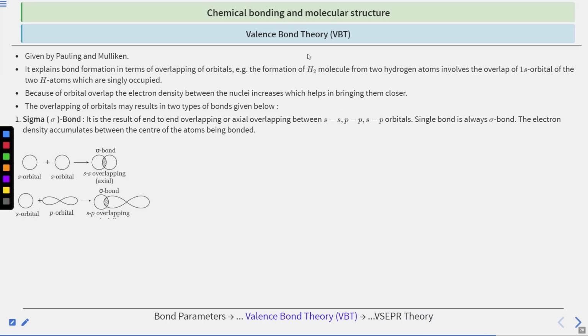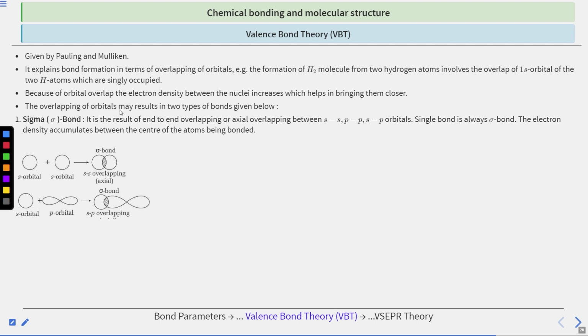Valence bond theory. It is given by Pauling and Mulliken. It explains bond formation in terms of overlapping of orbitals. For example, the formation of a hydrogen molecule from two hydrogen atoms involves the overlap of 1s orbitals of two hydrogen atoms which are singly occupied. And because of orbital overlap, the electron density between the nuclei increases, which helps in bringing them close.